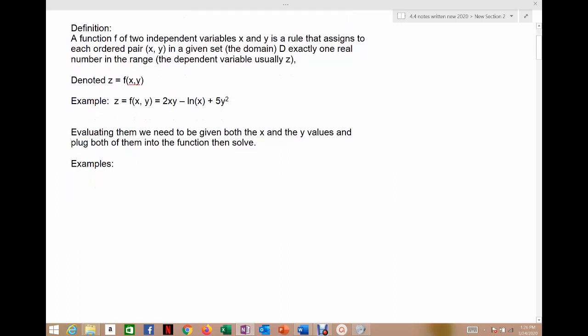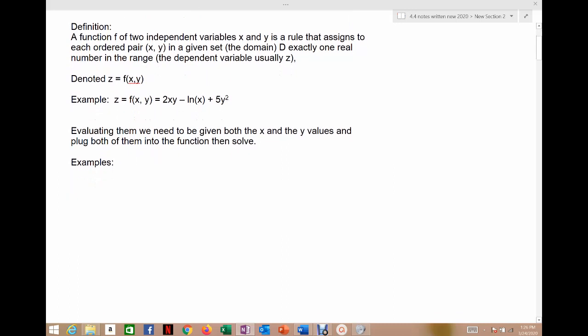Alright, so by definition, a function of two variables. There's an x, y, two independent variables, an x and a y, which is just what we're going to call them. Those would be our inputs. Then the function is the rule that assigns to each pair, an x value and a y value, that would be the domain. So instead of one value, there's two. When you plug those values into the function, you apply the rules to it: add, subtract, multiply, divide. You should get exactly one real number out. That's what makes it a function. And that's the dependent variable. Usually we label it z. It's the output of the function.